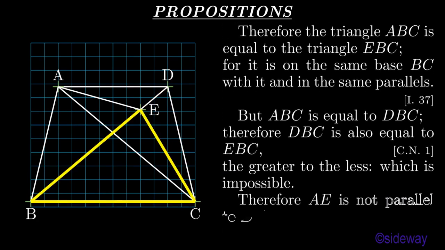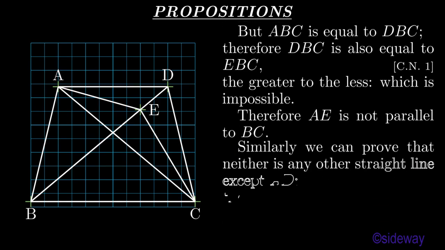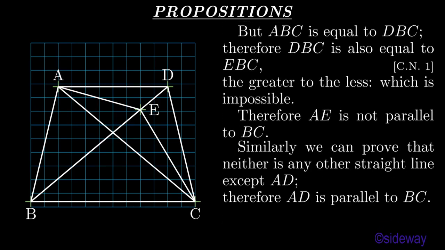The greater to the less, which is impossible. Therefore AE is not parallel to BC. Similarly, we can prove that neither is any other straight line except AD. Therefore AD is parallel to BC. Therefore, etc. What was to be shown.